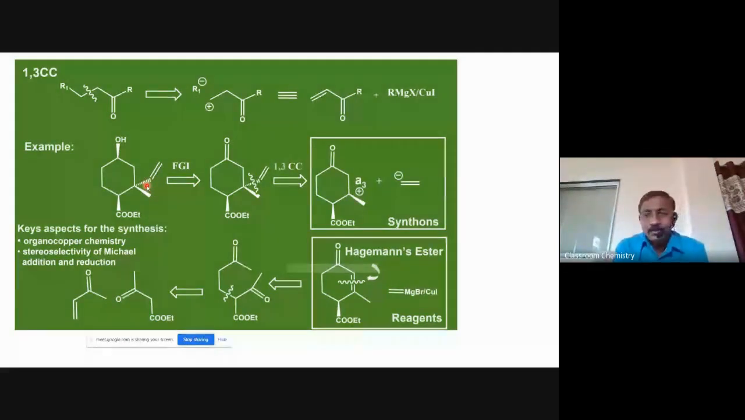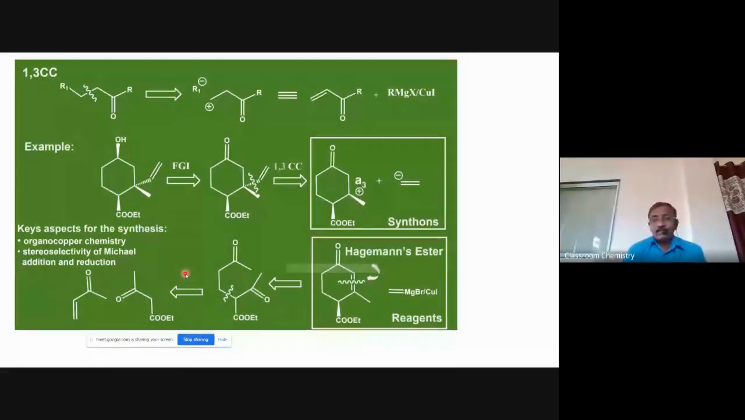Now this is 1, 2, and 3. This is acceptor. This is a synthon. Then we have to carry out such kind of reaction, in this case, to form attack of this synthon over here. Generally we can use Michael addition as well as Michael reduction and organocopper and magnesium like chemistry here we can prefer.